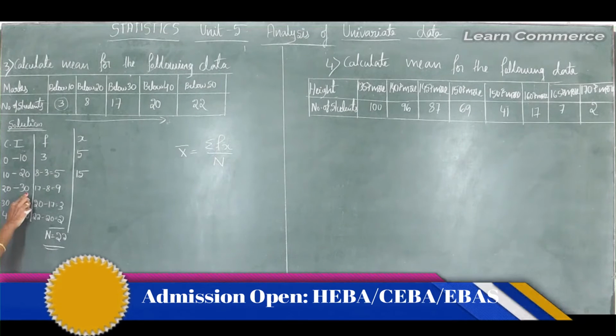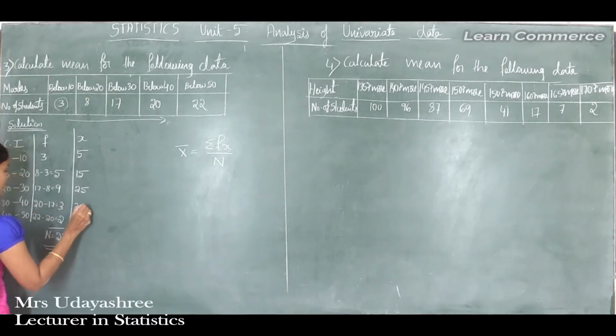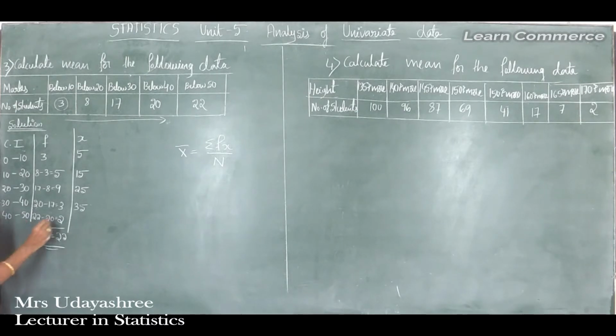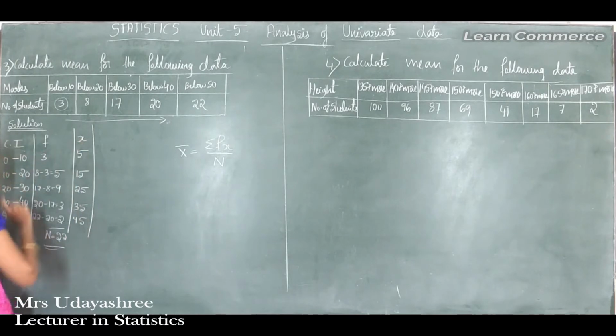Here 20 plus 30 divided by 2 is 25. Next 30 plus 40 divided by 2 is 35. And next 40 plus 50 divided by 2 is 45. See, these are midpoints or x observations.